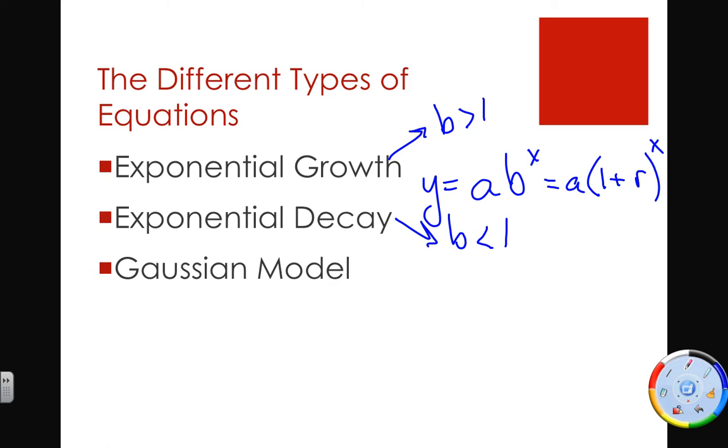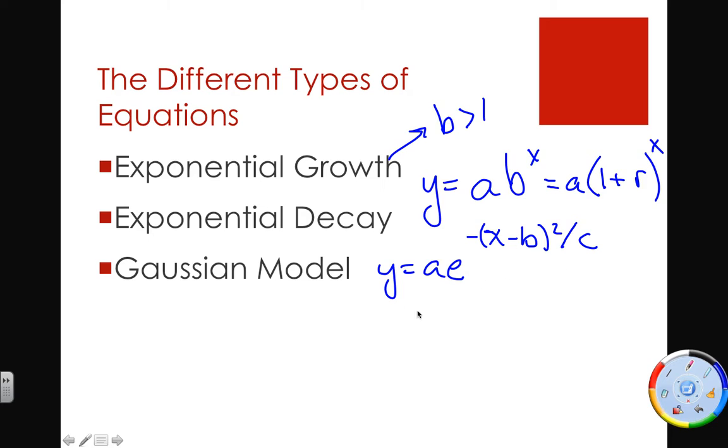All right, the next one is what's called a Gaussian model. In this particular one, we're not going to be dealing with a whole lot, but I figured I might as well just show you what it looks like. I'm going to get rid of that there. And a Gaussian model looks like y equals a times e to the power of negative x minus b squared over c. So, nice big ugly exponent.